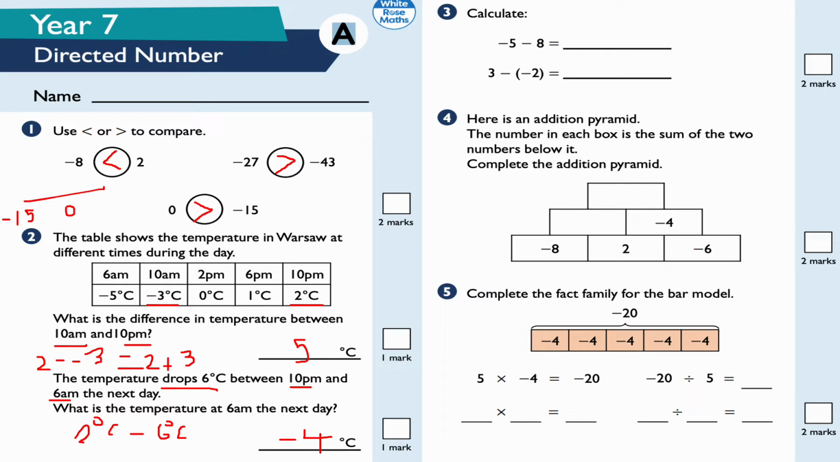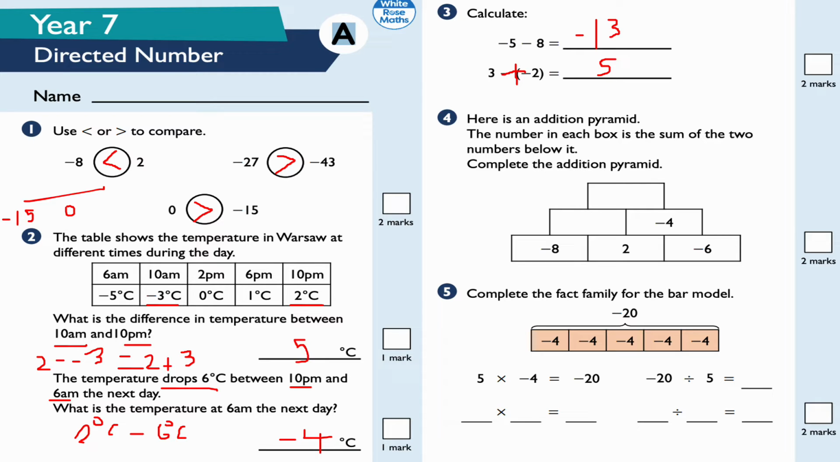This is question number 3. Calculate -5 - 8. Well, that's -5 take away 8. So it's -13, because it's getting smaller, guys. Next question. 3 minus -2. Well, the minus becomes a plus. So it's 3 plus 2, which is 5, guys.